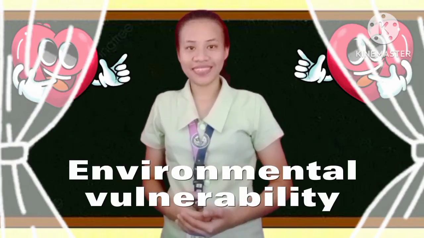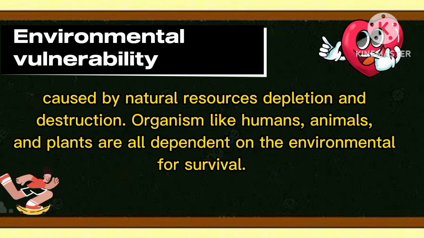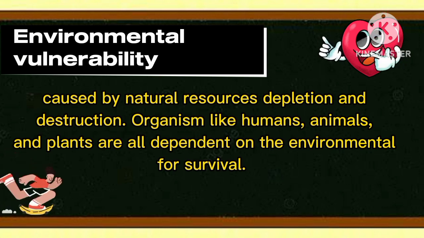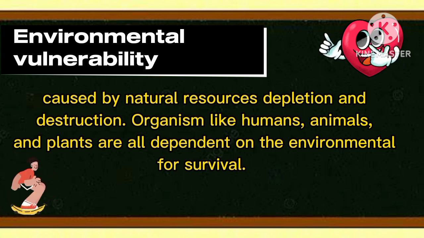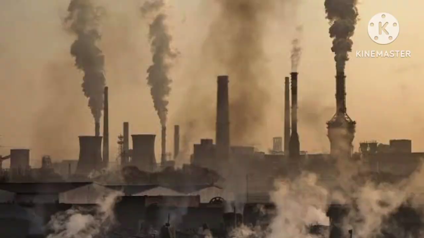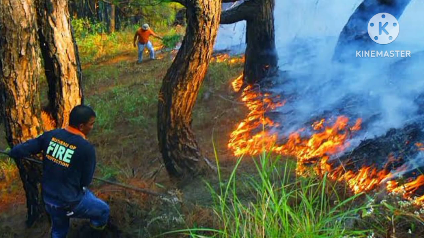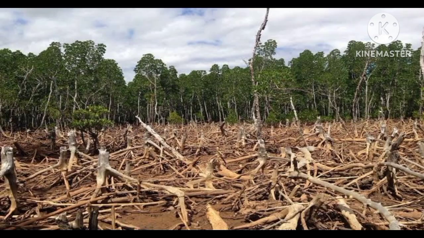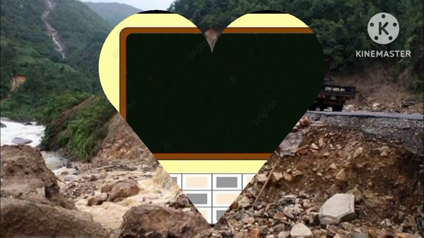And last, environmental vulnerability. Environmental vulnerability is caused by natural resources depletion and destruction. Organisms like humans, animals, and plants are all dependent on the environment for survival. Human activities like deforestation, burning of fossil fuels, and kaingin affect the natural abilities of the environment to protect itself from any natural hazard due to absence of trees, which may cause landslides and flash floods.